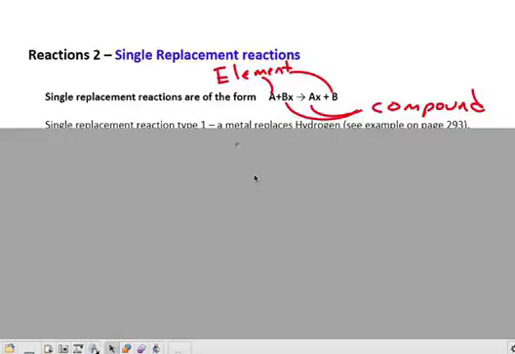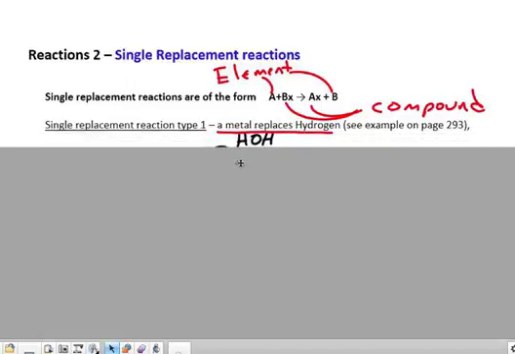Single replacement reactions are the fourth type of reaction that we're going to study. These reactions are of the form A plus BX react to form AX plus B. So there is an element by itself on both the products and the reactants, and there's a compound. And during the reaction, the element that is more active can replace the element in the compound.